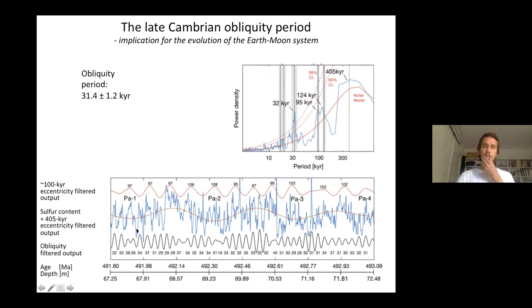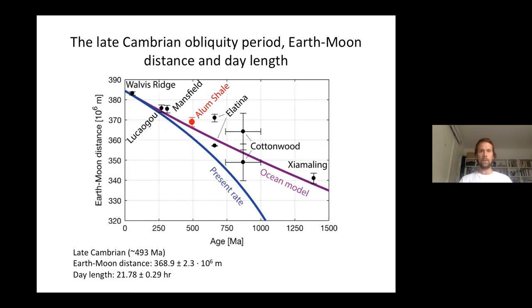So we find this interval where we have a lot of obliquity periods. As you see here from the spectrum of the interval, it has a really significant peak. And the obliquity is also really consistent throughout this interval. So therefore, we used this interval. We basically took the filtered output of the obliquity cycle, found the duration of each cycle, and took the mean duration of this. And here we find an obliquity period of 31.4 million years.